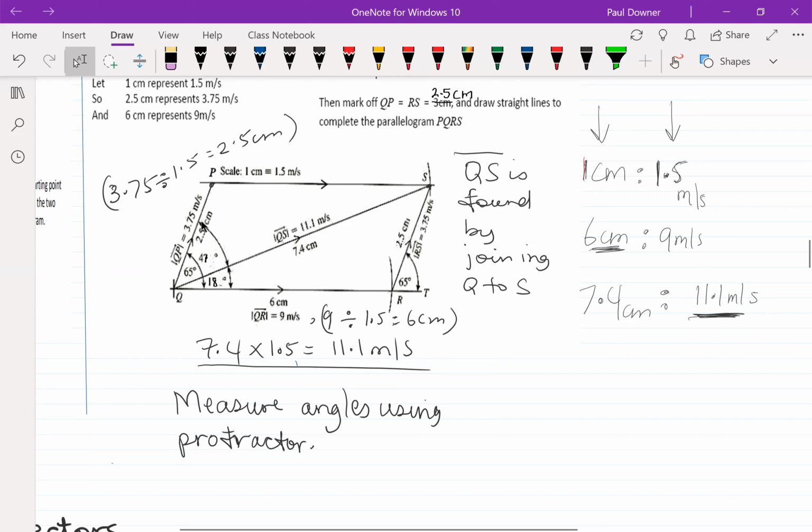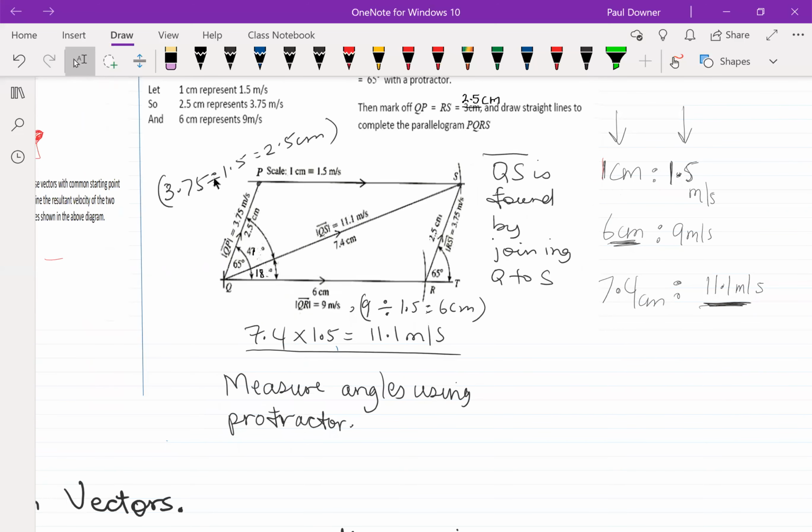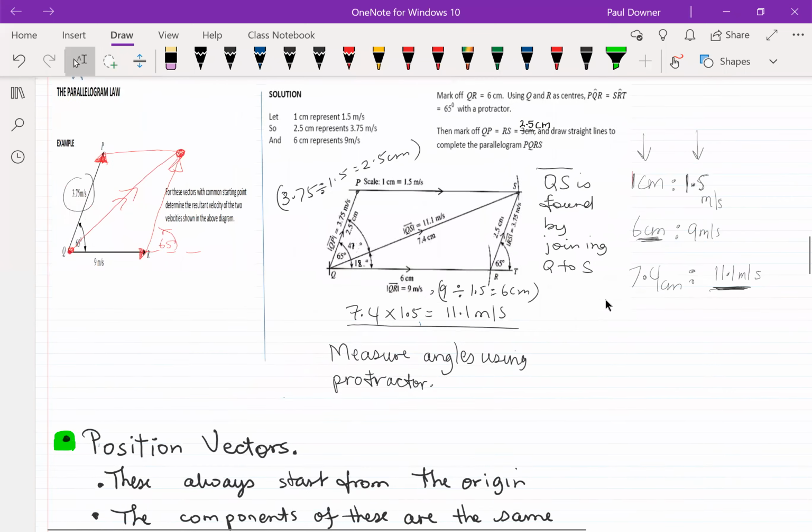Or it would have been 47 degrees measured with my protractor from the vector QP, all right? And so on. So you could state this angle relative to all different things, right? In this case, we did it relative to the horizontal vector, or the starting vector QR, and then we also could do it relative to the vector QP. It all depends on what they ask you, all right?